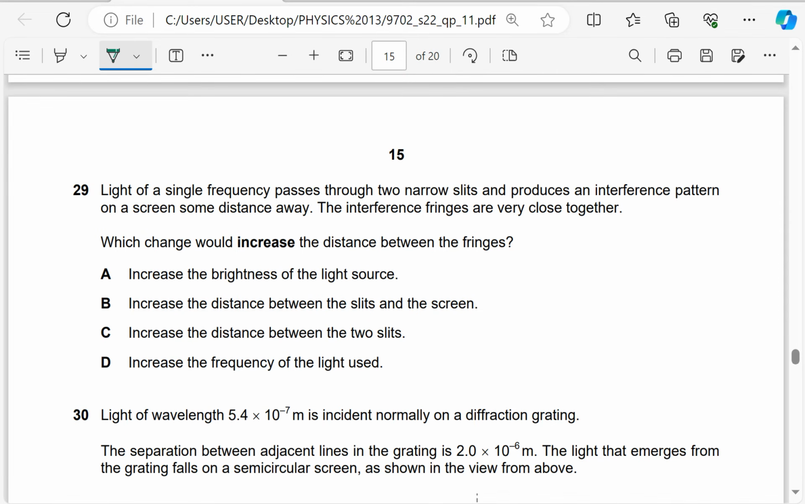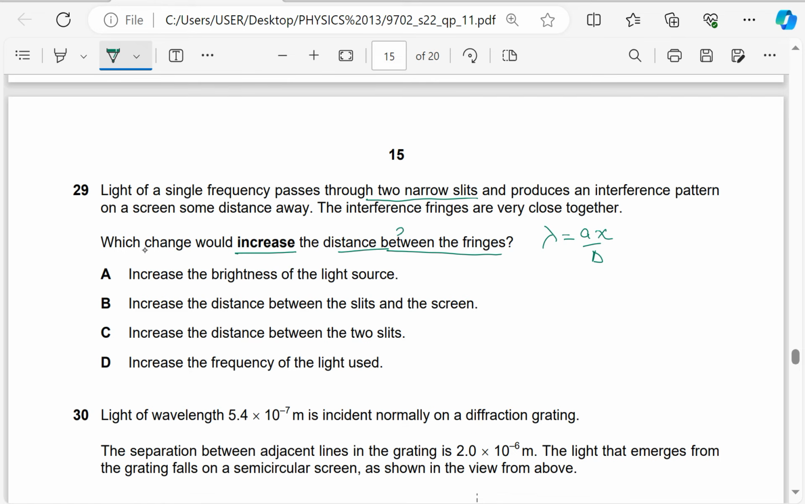Light of a single frequency passes through two narrow slits. There are two slits, that is a double slit. And whenever you see two narrow slits or double slits, the first thing to come into your mind is the double slit formula, x = λD/a. It produces an interference pattern on a screen some distance away. The interference fringes are very close together. Which change would increase the distance between the fringes?